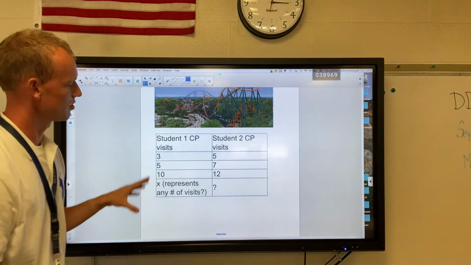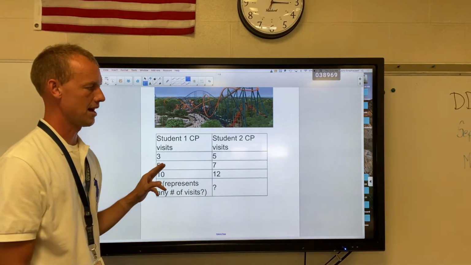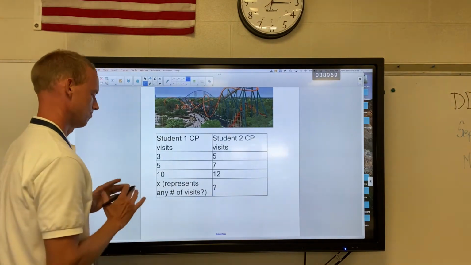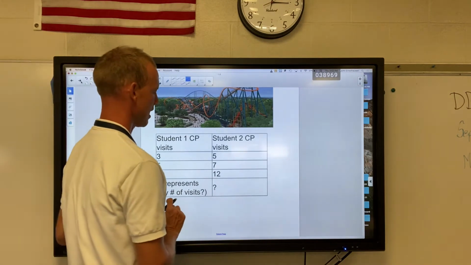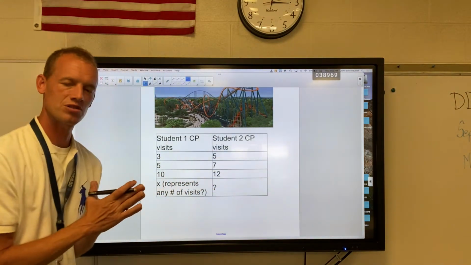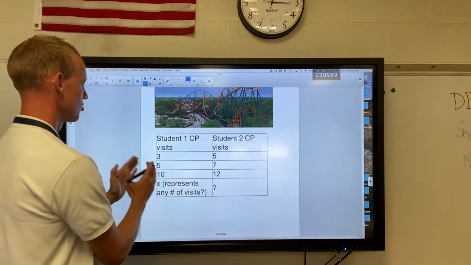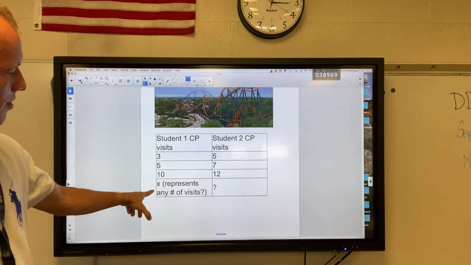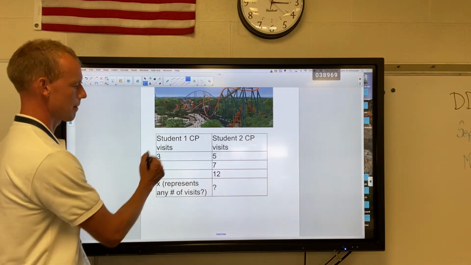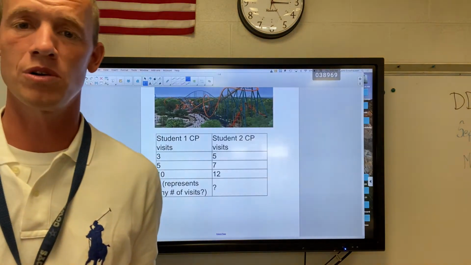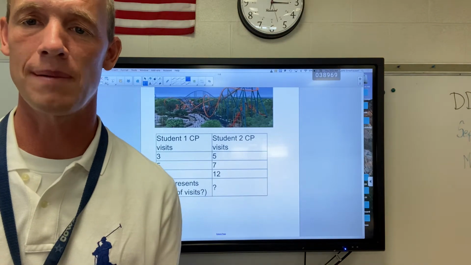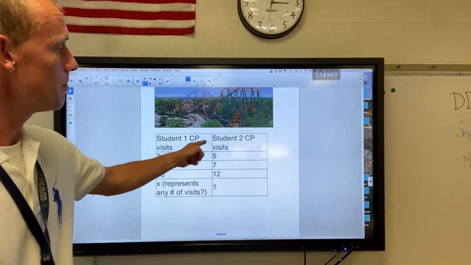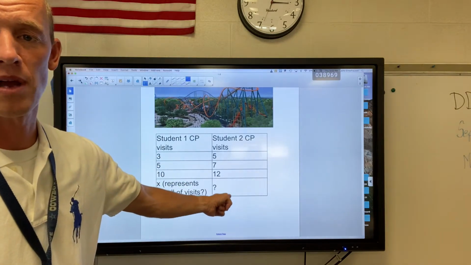So if we look at this chart, student 1 goes to Cedar Point 3 times, and student 2 that same year goes 5 times. Student 1 goes 5 times, and then that same year, student 2 goes 7 times. Student 1 goes 10 times, student 2 goes 12. If I use a variable X, and that is going to represent how many times student 1 goes. Remember, a variable is a letter that's used to represent something. X represents student 1. What would be an algebraic expression that would represent student 2?